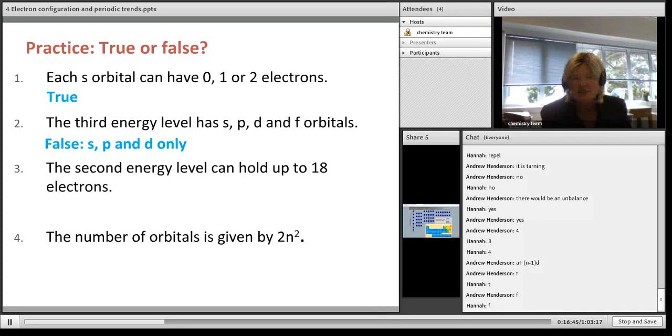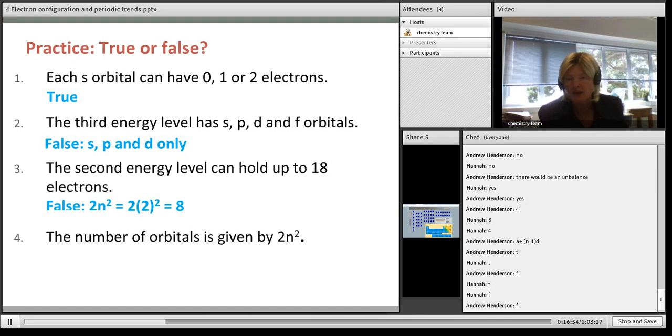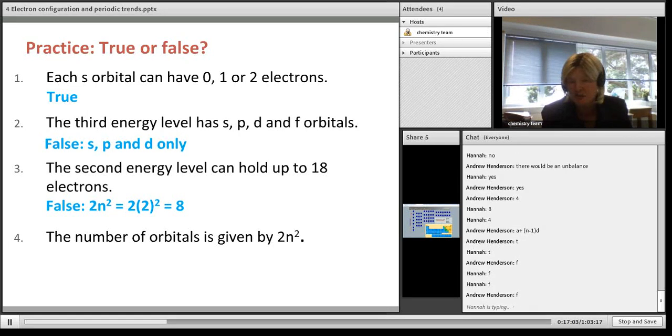The second energy level can hold up to 18 electrons. So think of 2n squared. False. Correct. So with 2n squared, it can have a maximum of 8. And the number of orbitals is given by 2n squared.